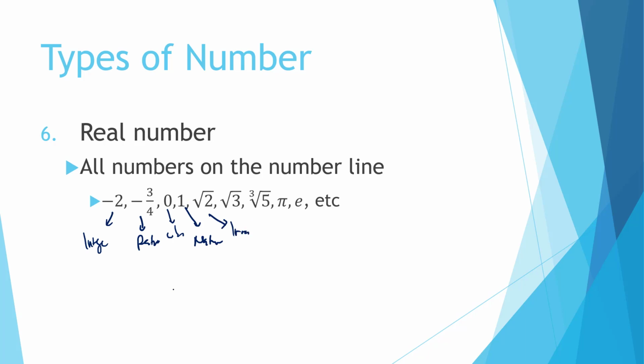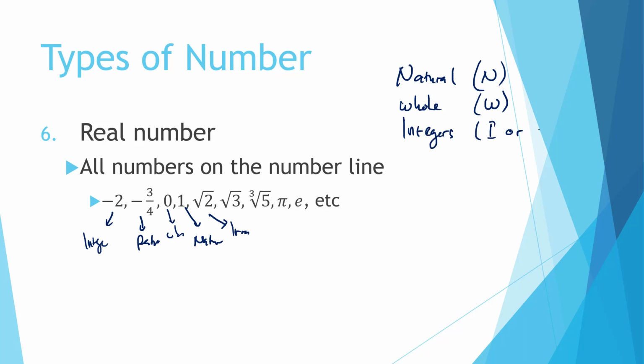So if we combine the previous types of numbers: natural numbers, denoted by the letter N, and then we have whole numbers, sometimes written as W, and then we have integers, which can be written as I or Z, and we have rational numbers, Q, and then we have irrational numbers. They don't have any notation actually. And all of these numbers, if we combine them together, will be real numbers.